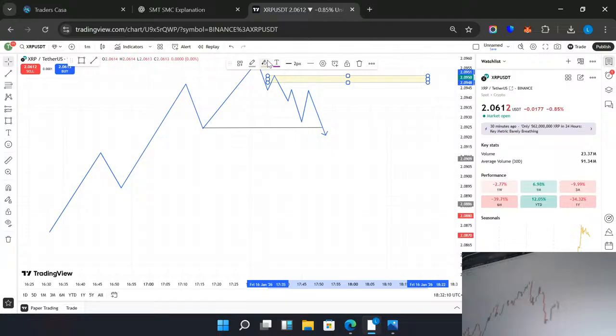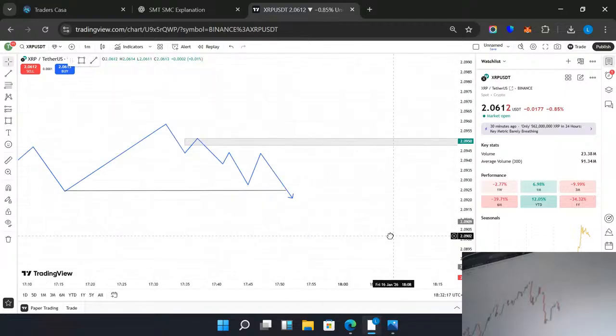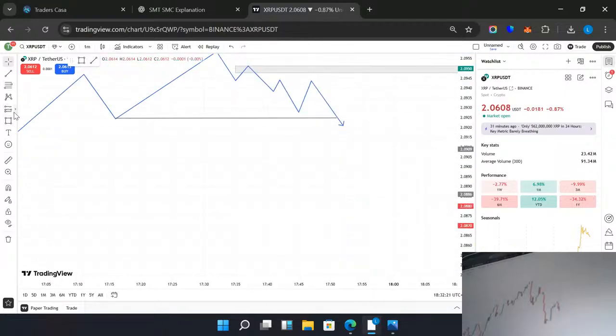So if this is an order block, now price has not previously mitigated this zone. Mitigated meaning tapped into this zone. So we can use this order block. So now what we could do here is create a short position from it.